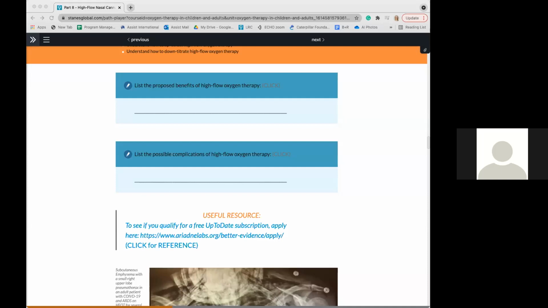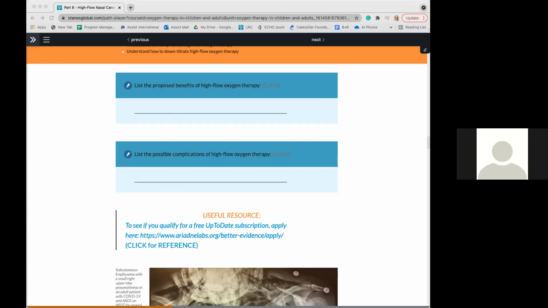Through high flow oxygen delivery, we provide warm, filtered, as well as humidified oxygen. So you will not give the high flow oxygen on its own. This oxygen has to be warmed, humidified, and filtered for the patient to be comfortable. And also we avoid mucosal injury and other forms of airway injury.